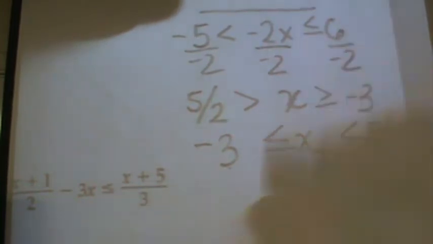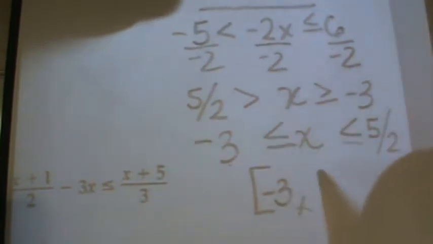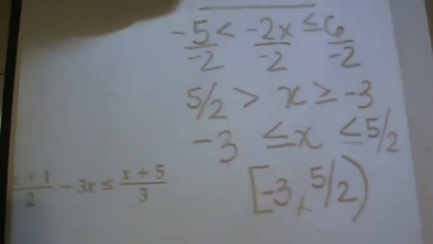So the answer is between negative 3 and 5 halves. The 5 halves one isn't equal to. This one's not. No, the other one. This one's not equal to. Okay, so it would be a bracket, negative 3 comma 5 halves with a parenthesis. Okay, the next one.